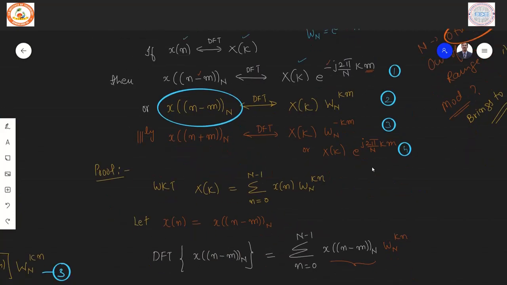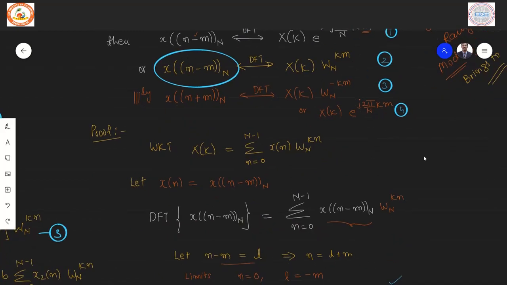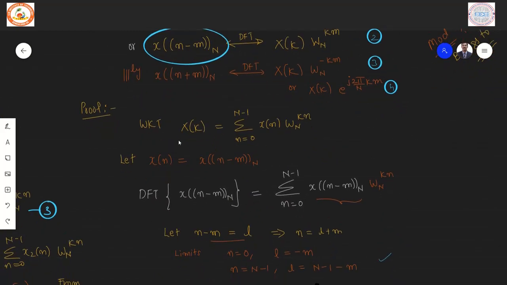Okay, so let us go with the proof now. First, let us note down from the definition of DFT, we have x of k given by the expression of the DFT, and we are interested in calculating the DFT of x of (n minus m) mod N. Therefore, I am going to replace x of n with that value. So we are calculating the DFT of this value, by application of the definition of DFT, changing the input to be x of (n minus m) mod N.